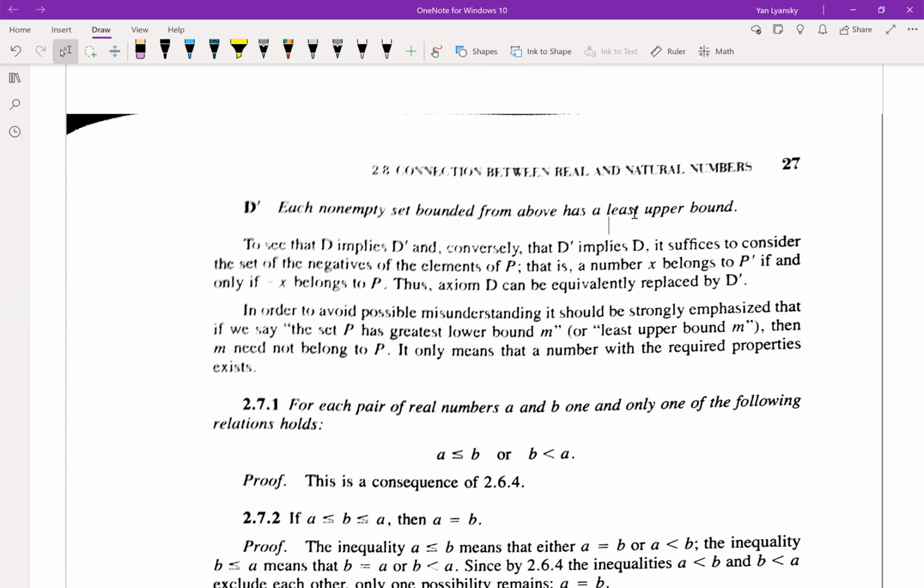In order to avoid possible misunderstanding, it should be strongly emphasized that if we say the set P has greatest lower bound M or least upper bound M, then M need not belong to P. That's a big deal. You can have a greatest lower bound that doesn't have to be in the set. It only means that a number with the required properties exists. That's all it means.